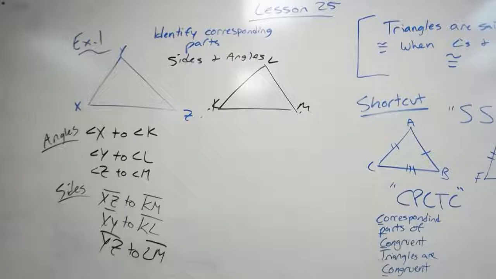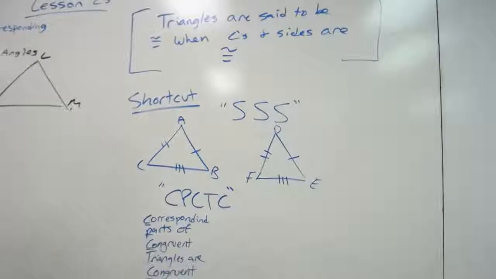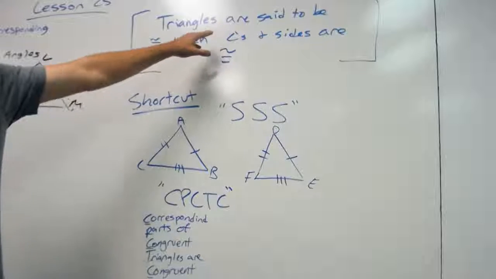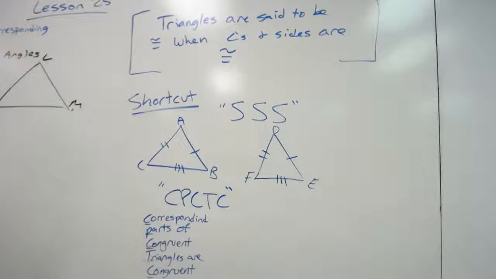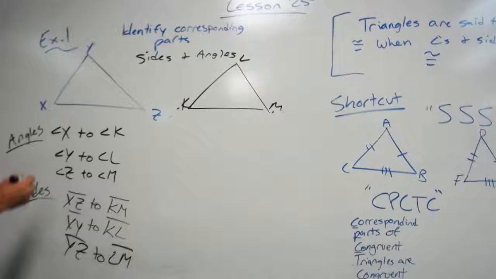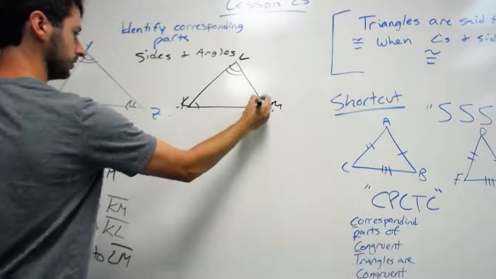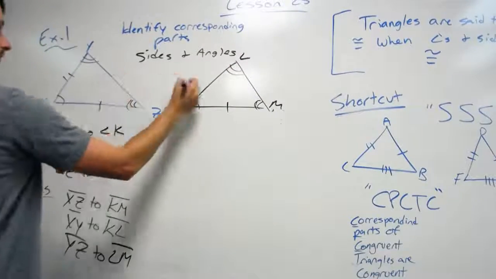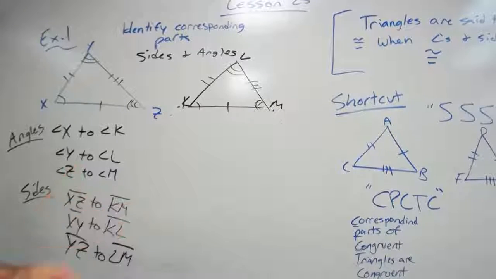Now, let's say we knew all the corresponding parts to be congruent. Well, the whole triangle is said to be congruent when the angles and sides are congruent. So looking back here, if we knew that all this was congruent to each other, even the sides, therefore these two triangles would be congruent. But there's actually a few shortcuts that we're going to talk about.